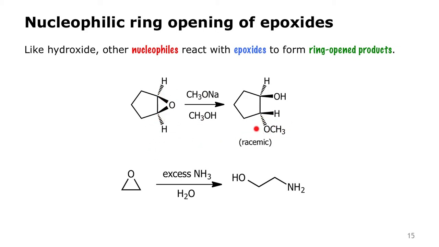We've only shown the product of addition to this lower carbon. If it adds to the upper carbon, we would produce the enantiomer. Other good nucleophiles: ammonia, we've learned previously, is a good nucleophile in SN2 reactions. It will open epoxides. And if we do this in a protic solvent, then the resulting alkoxide gets protonated.